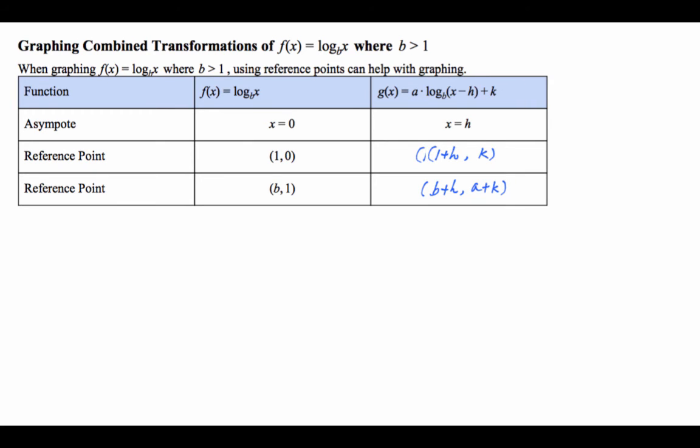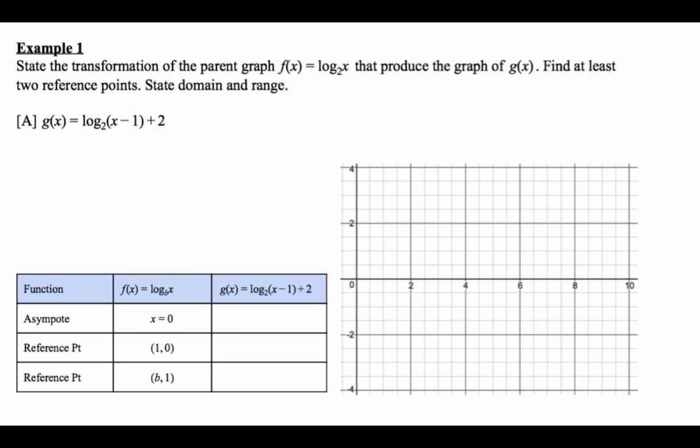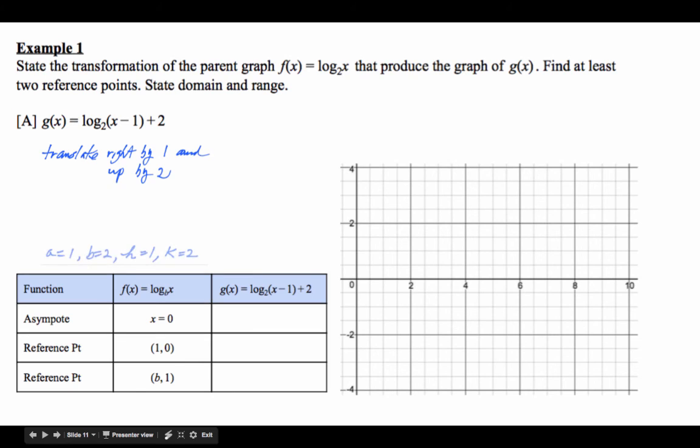Okay, so let's try one question with this. So example, state the transformation of the parent graph f of x equal to log base 2 of x that produces the graph of g of x, find at least 2 points, and state the domain and range. Well, first thing is that this translates right by 1 and up by 2 because h, k is 1, 2. We could clearly see that the base is 2. And there's no number in the front, so there's no vertical stretch or vertical reflection.